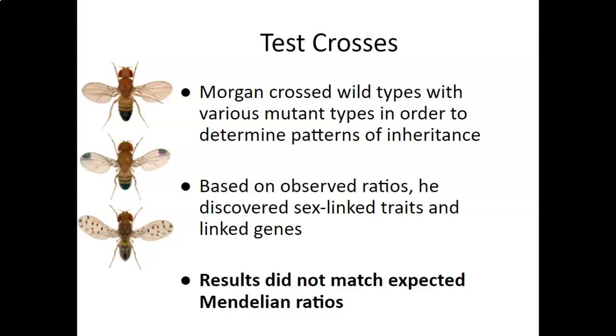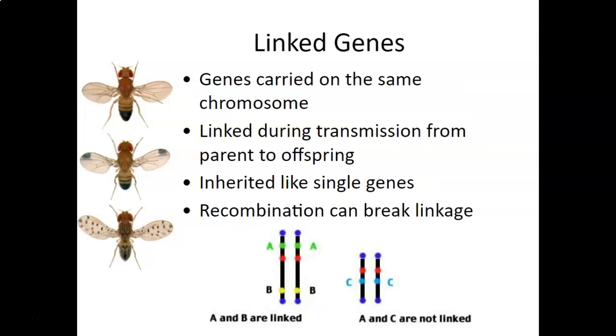So test crosses, we've talked about this before, but Morgan was crossing wild types with various mutant types to determine patterns of inheritance. Based on that, he was able to discover sex-linked traits. When he discovered sex-linked traits, he also was able to find linked genes, meaning that 2 genes were inherited together. He found that because the results he was getting just didn't match what was expected. Those Mendelian ratios that were working for everything else just weren't working here. And so Morgan was like, okay, something new is happening. Let's figure out what it is.